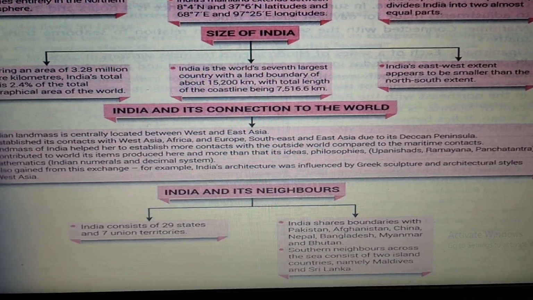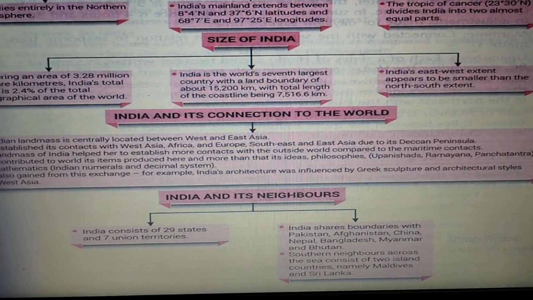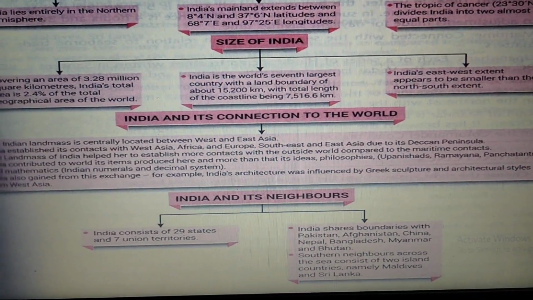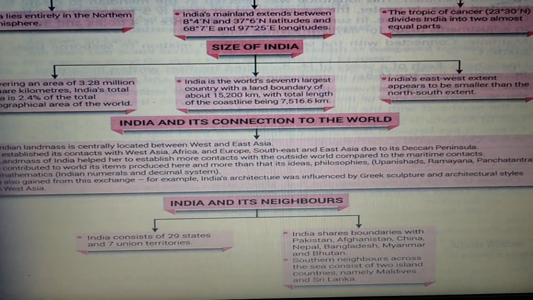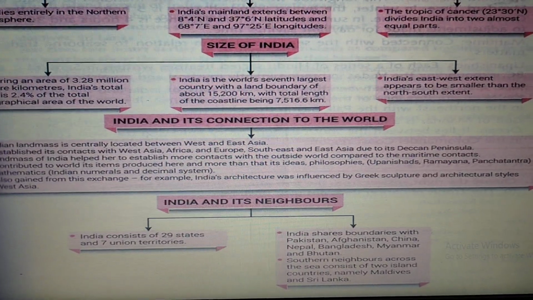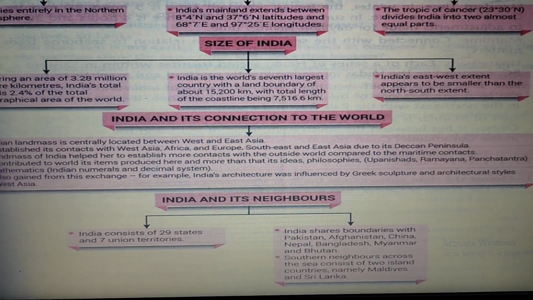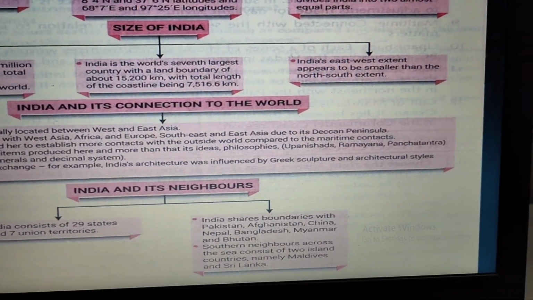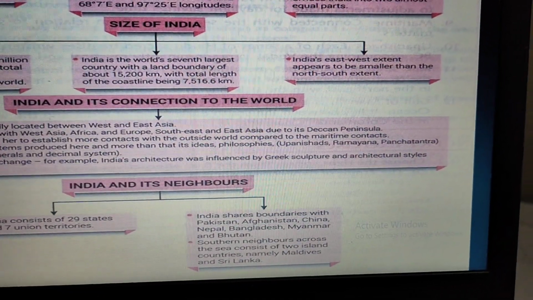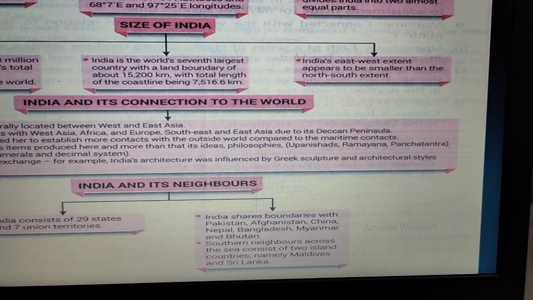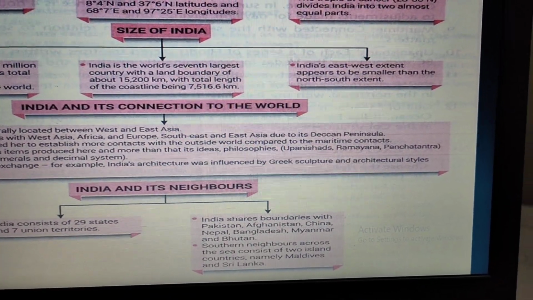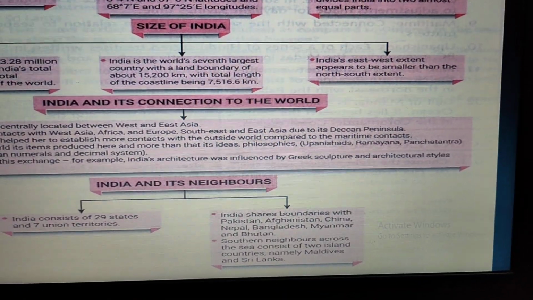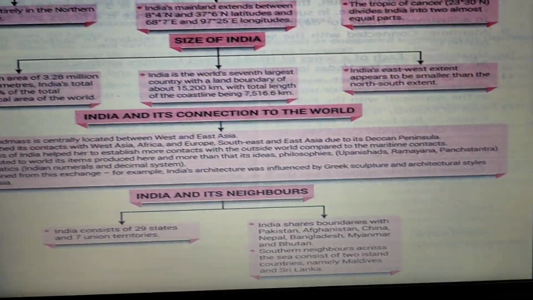Now, India and its neighbors. India consists of 29, now currently it is 28 states and 8 union territories. If we count today, it is 28 states and 8 union territories, so you will be making a correction of it. India shares boundaries with Pakistan, Afghanistan, China, Nepal, Bangladesh, Myanmar and Bhutan. Southern neighbors across the sea consist of two island countries, namely Maldives and Sri Lanka.